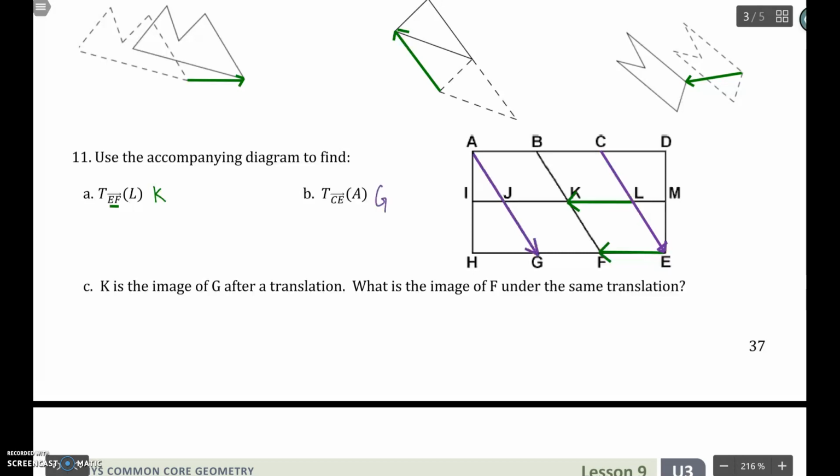And then if I look at K is the image of G, so that means that I went from G to K. The image of F would now be L, by going the same distance and direction.